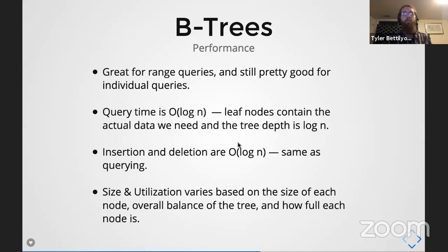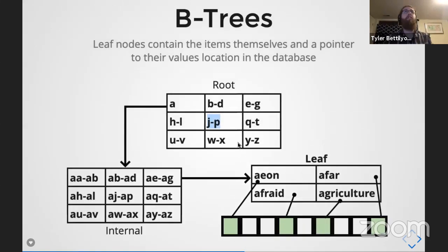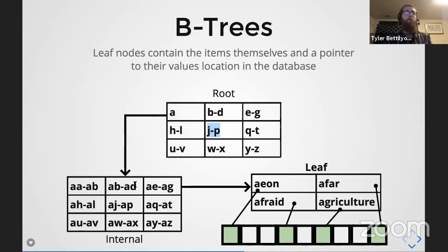Okay, so the performance of B-trees. These are really, really good for range queries, much better than hash tables. If I want to know everything A through G, then I just grab all of these leaf nodes. And similarly, if I want everything AE through AT, I just grab all the leaf nodes associated with these 4 internal nodes. And it's very efficient to be able to do that.